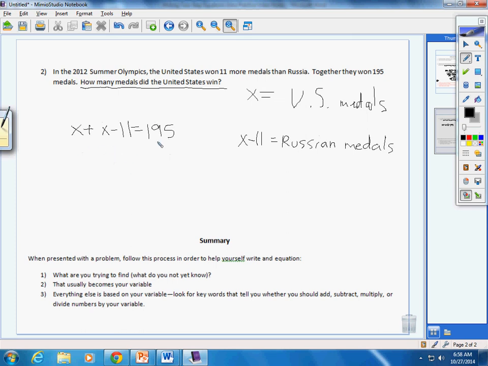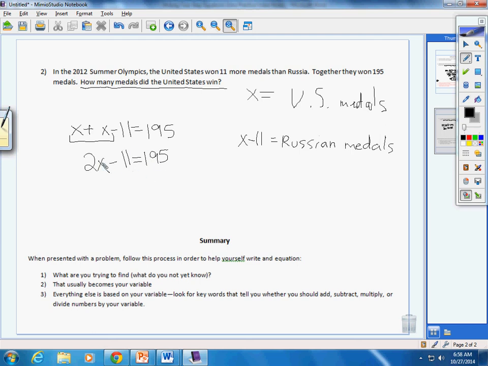So if you look back at your guidelines for solving an equation, you should always ask yourself, can I simplify this before I start doing anything to both sides of the equation? Yes, I have some like terms, so let's combine our like terms. X plus x should be 2x, and that's all I'm seeing right now. So 2x minus 11 equals 195.